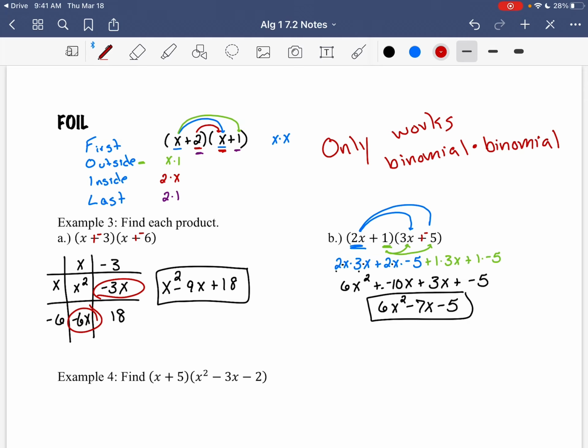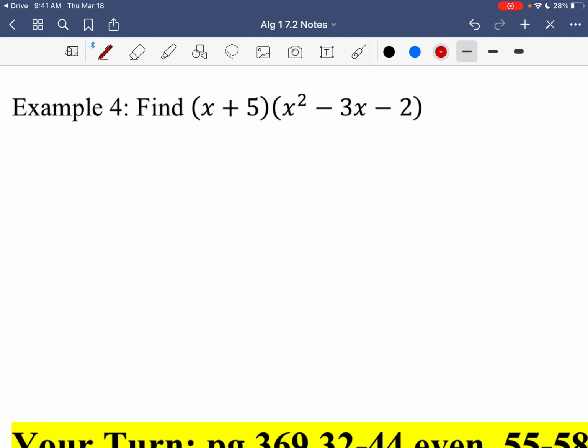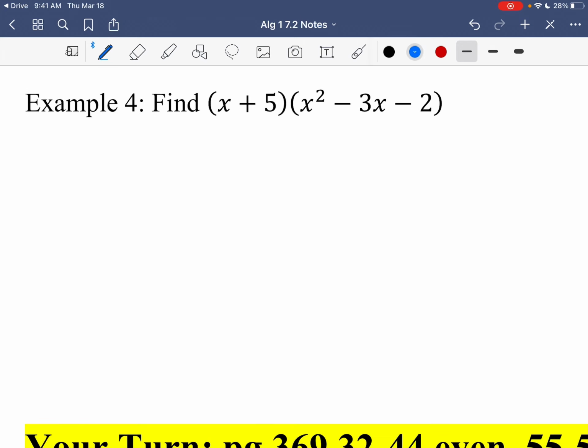2 terms times 2 terms. If you get any more than 2 terms, it doesn't work, which is why I don't like it. I like a rule that works all the time. So here, distributive property will work in this case. I just have to multiply by 1 extra thing.